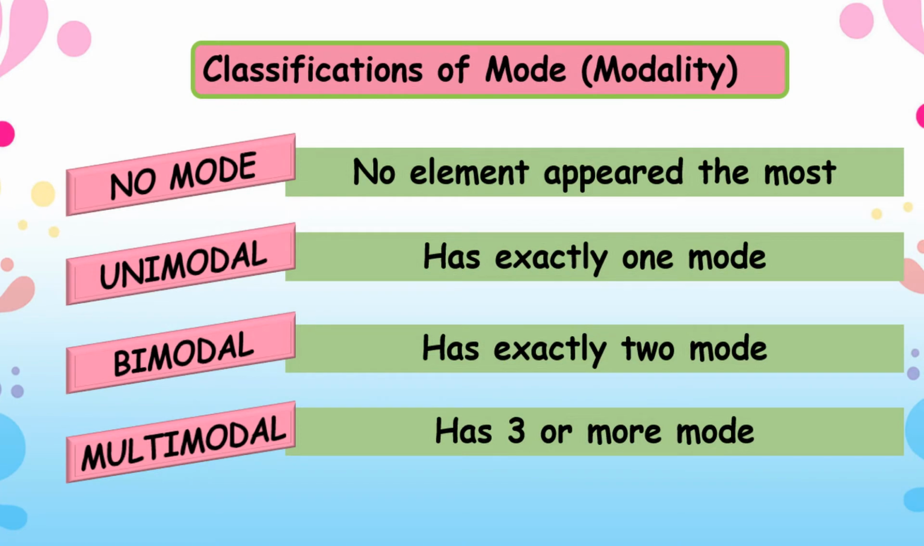To summarize, there are classifications of mode. If there is no data that appeared more than the others, then there is no mode. If one data appeared most, we call it unimodal. If 2 data appeared most of the time, we call that bimodal. If 3 or more data appeared more than the others, then we call that multimodal.